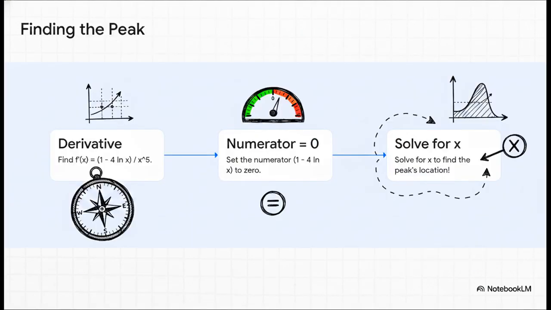By taking this math step by step, we actually use the derivative as a literal compass. Step 1, as the exam solution shows, we find the derivative. F prime of x equals 1 minus 4 natural log of x all over x to the 5th.